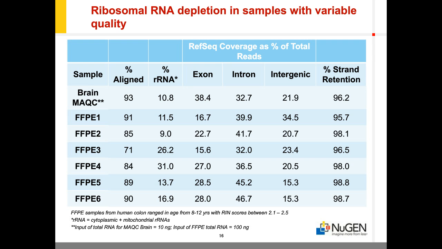100 nanograms of each FFPE sample, along with 10 nanograms of a high-quality RNA, were used as input for library construction. All samples showed good alignment, coverage, and strand retention, even with minimal inputs of degraded RNA. Importantly, even with highly degraded samples, we see significant ribosomal RNA depletion.